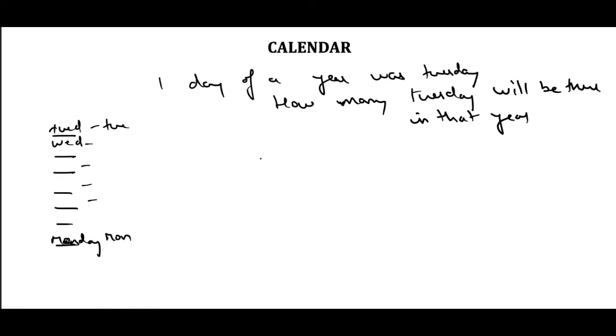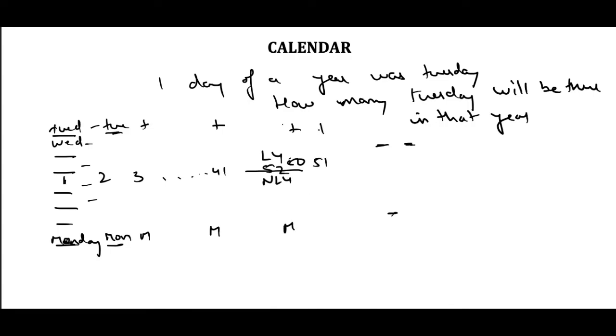Now we have two types of calendars, leap year and non-leap year. Both of them have 52 weeks, but a leap year has 2 extra days and a non-leap year has 1 extra day. So the first week starts with Tuesday, ends with Monday. The second week again starts with Tuesday, ends with Monday. The third week too. As we go further, we have the 41st week, the 50th week, the 51st week, and the 52nd week, each starting with Tuesday and ending with Monday.